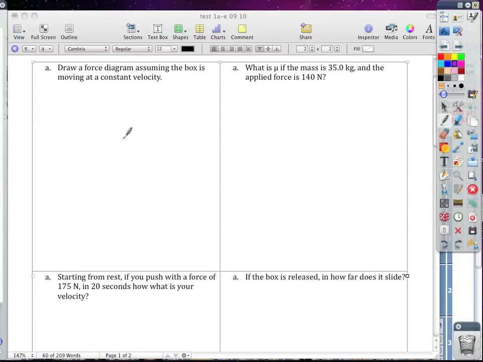Draw a force diagram assuming the box is moving. Is this the box? Oh yeah. Is this the furniture one? So there you go, with this 35 degrees below horizontal.